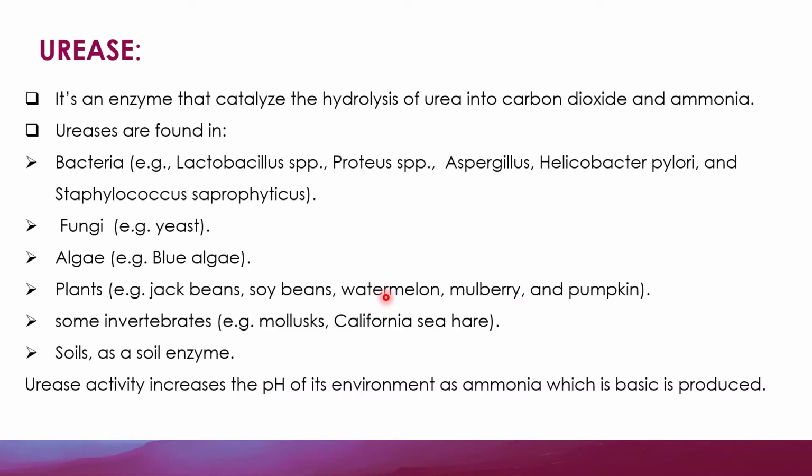The next is urease. First of all, what you have to notice is that urease is an enzyme that catalyzes the hydrolysis of urea into carbon dioxide and ammonia. And ureases are found in bacteria like Lactobacillus species, Proteus species, Aspergillus, Helicobacter pylori, and Staphylococcus saprophyticus.